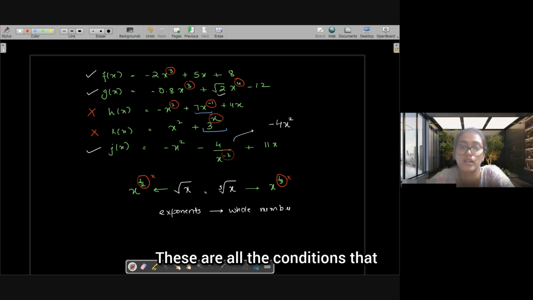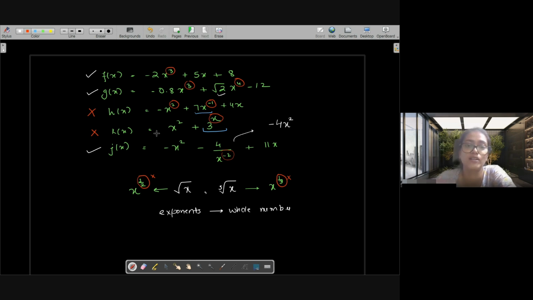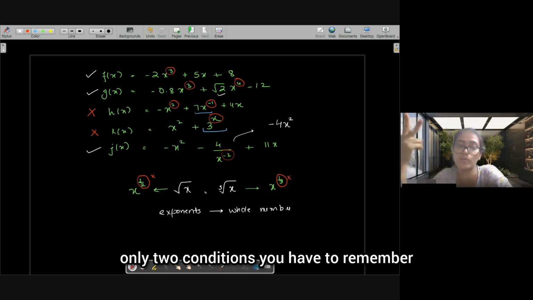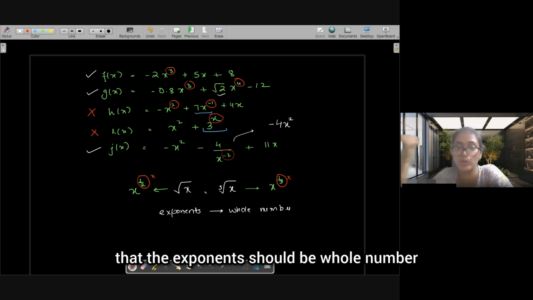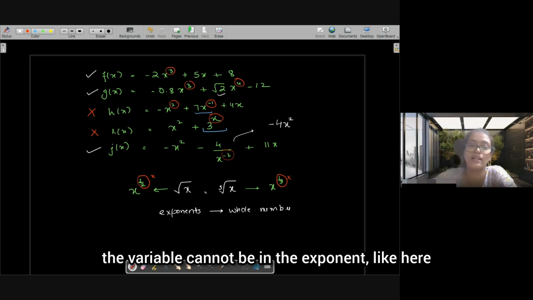These are all the conditions that they can give you in a question to identify a polynomial. So you know that only two conditions you have to remember: that the exponents should be whole numbers, and the variable cannot be in the exponent, like here.